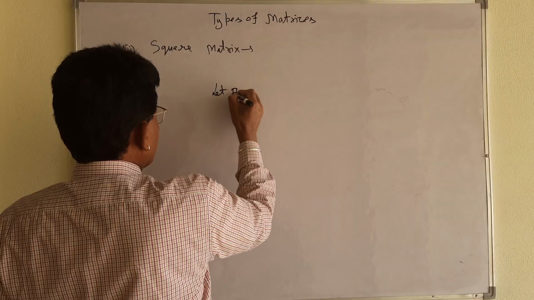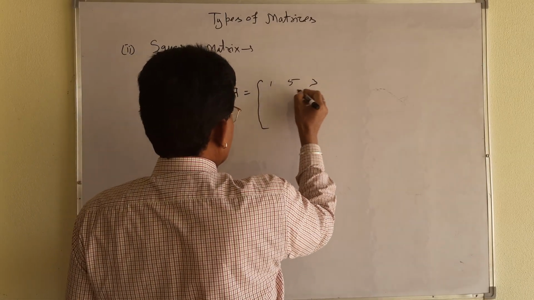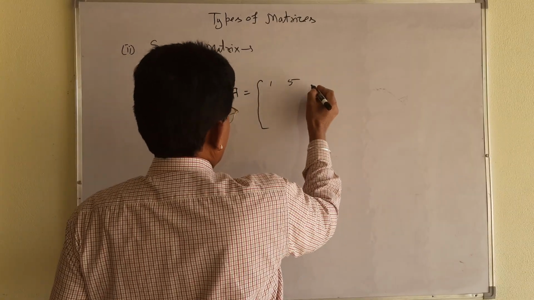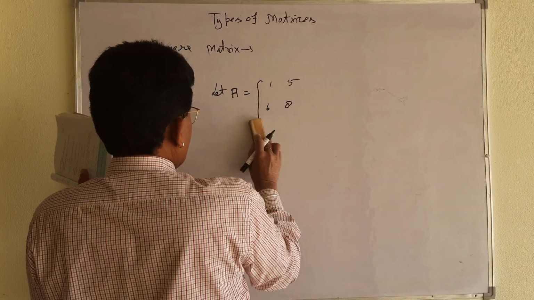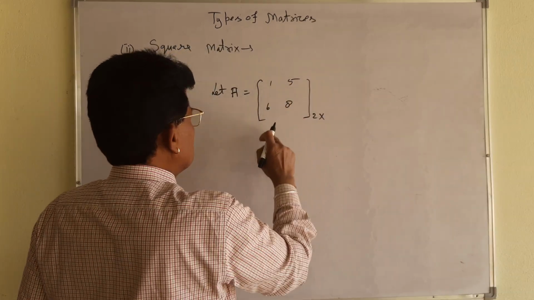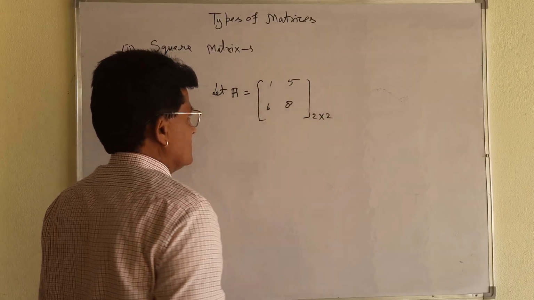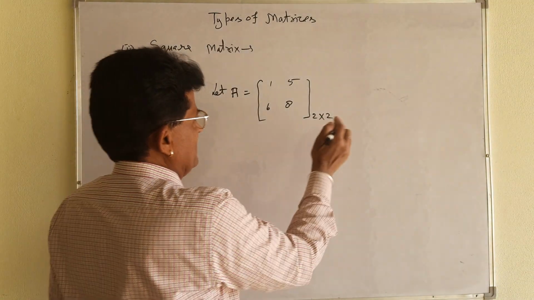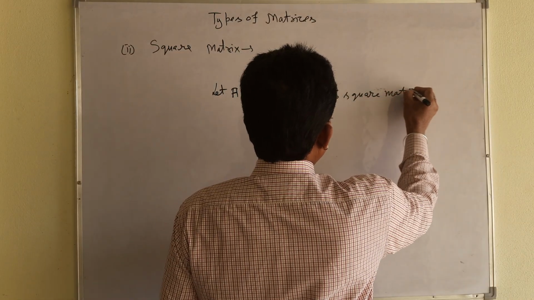Suppose 1, 5, 3, 6, 8. That depends upon you, you can take any number of elements. Let me take a 2 by 2 matrix. That is a square matrix. My dear student, how many columns are there? 2 columns. Rows, 2 rows. 2 by 2 matrix. It is a square matrix. Order is 2 by 2. How many elements? 4 elements. It is a square matrix.